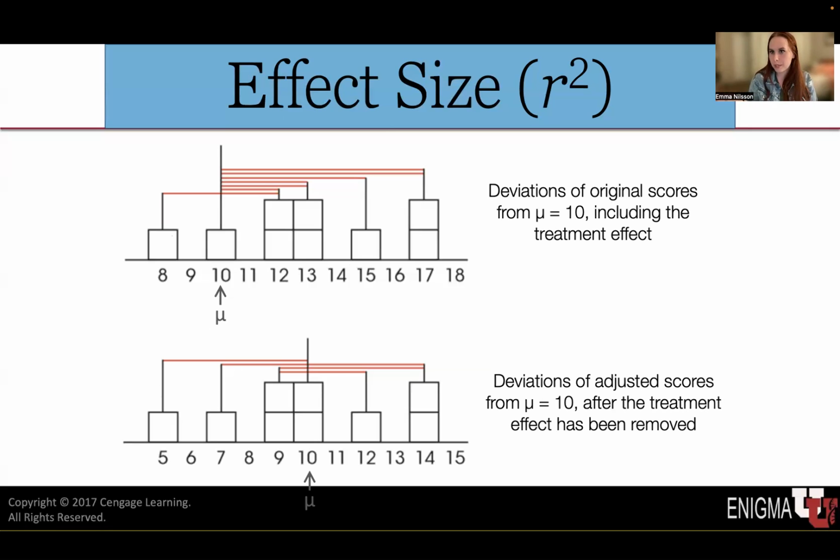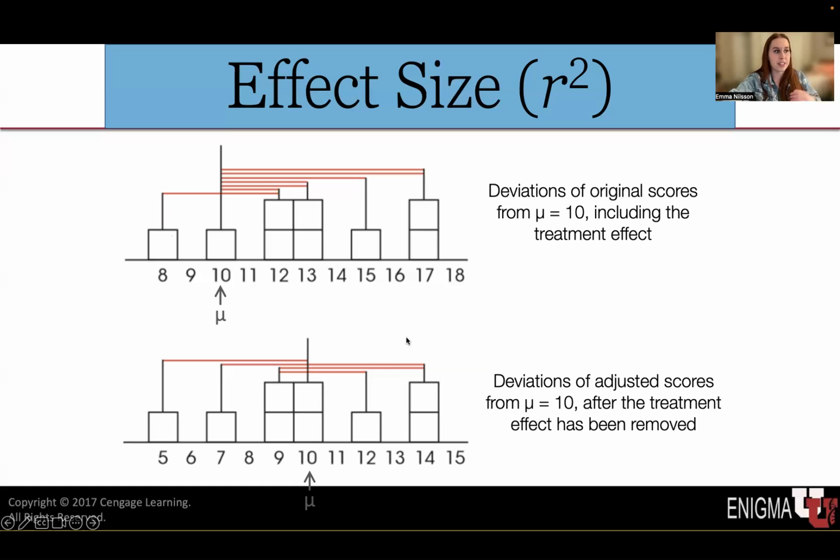To remove the treatment effect, we saw that the hypothesized population mean was 10 and the sample mean was 13. That is a difference of plus 3. So we are just going to subtract 3 from every single one of the scores. In that way, we are essentially removing the treatment effect. So these are the adjusted scores. And once again, the deviations from the mean of 10 are shown in red lines.